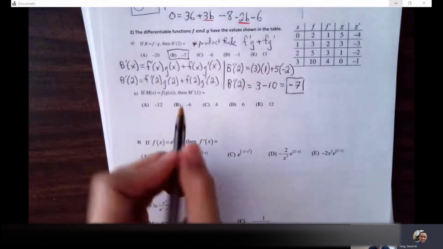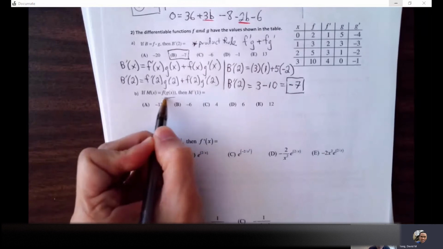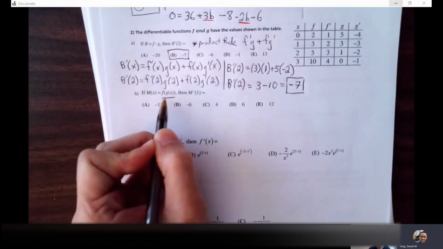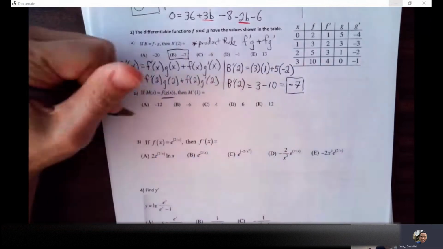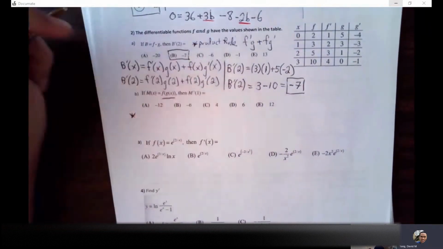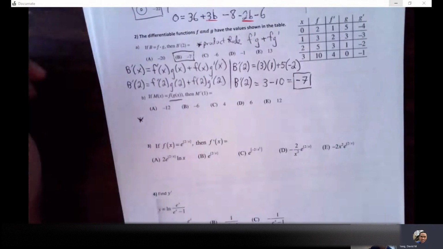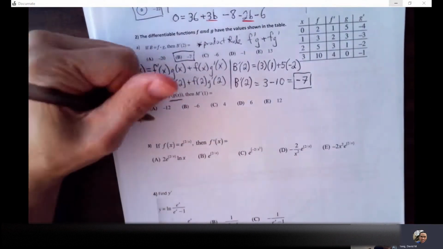Part B, our function m of x is defined as f of g of x, then m prime of 1 is equal to. We need to recognize that this is a composition function. There's a function within the function. G is inside the f. So if I want to find the derivative, I have to go through chain rule. Okay. So we have to first find m prime of x before we can even deal with what to do with that 1.